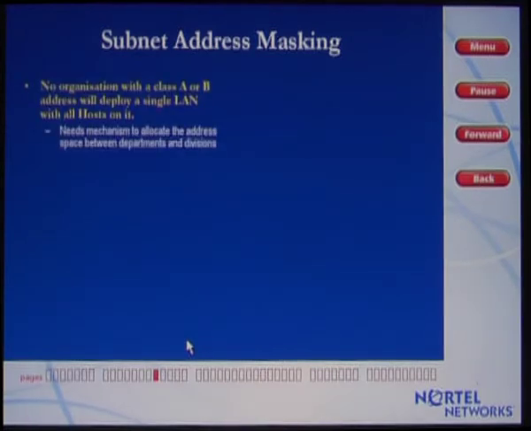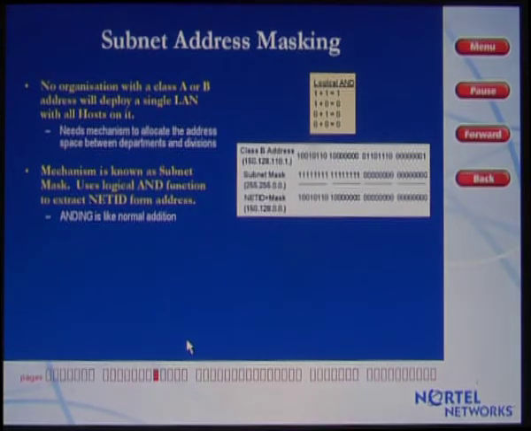No organization, when it secures a Class A or B address, plans to deploy a single LAN with over 16 million hosts for Class A or 65,000 for Class B. Instead, the organization needs to further allocate the address space to regions, divisions, departments, and so forth. The mechanism to do this is called the subnet mask. A mask is an electronic filter used to extract particular portions of a data field. A subnet mask is used to extract the net ID from the IP address.